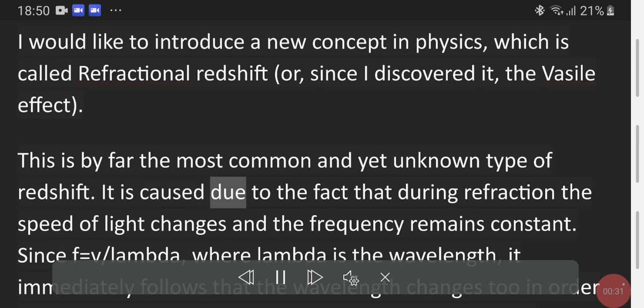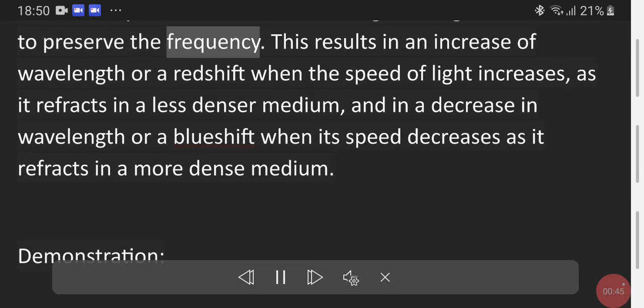It is caused due to the fact that during refraction the speed of light changes and the frequency remains constant. Since f equals v lambda, where lambda is the wavelength, it immediately follows that the wavelength changes too in order to preserve the frequency. This results in an increase of wavelength, or a redshift, when the speed of light increases as it refracts in a less dense medium, and in a decrease in wavelength, or a blueshift, when its speed decreases as it refracts in a more dense medium.